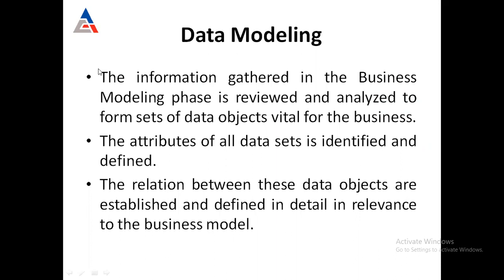Next is data modeling. The information gathered in the business modeling phase is reviewed and analyzed to form a set of data objects vital to the business. Once information is gathered, they divide the information into the various modules and provide the information to each module as per the requirement. The attributes of all data sets are identified and defined. Each module defines all its data, and the relations between these data objects are established and defined in detail in relevance to the business model. Each data item is provided to different modules, and all the modules are related to each other.